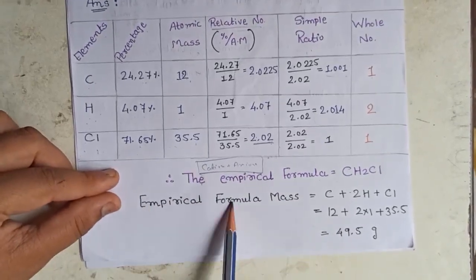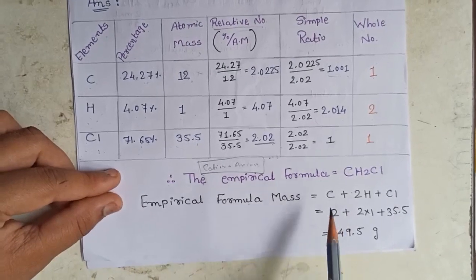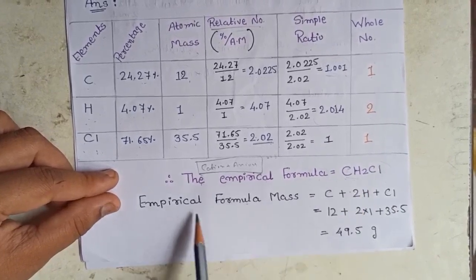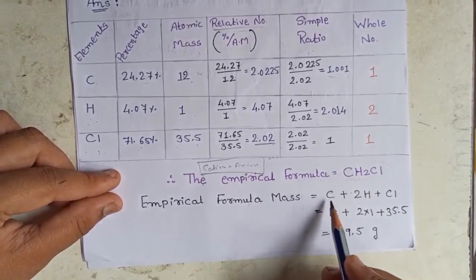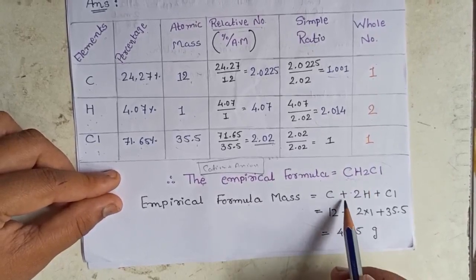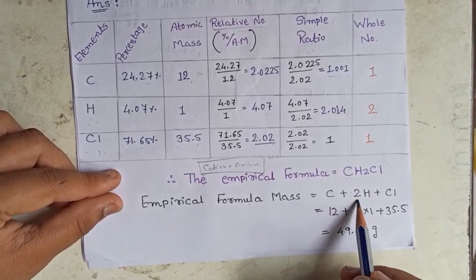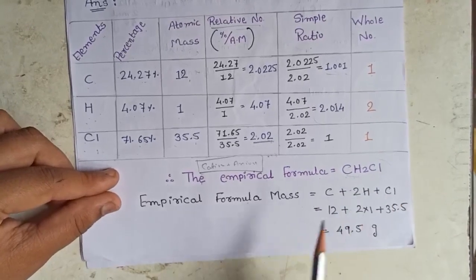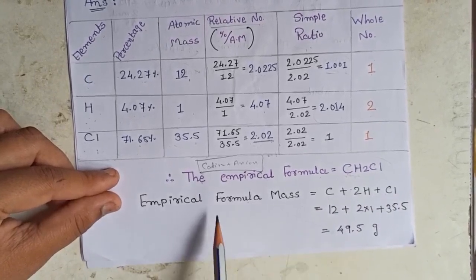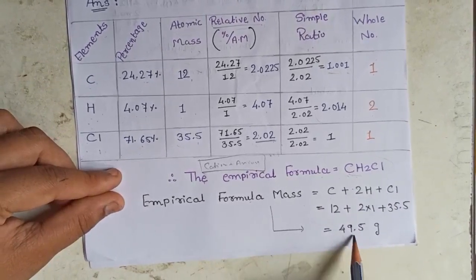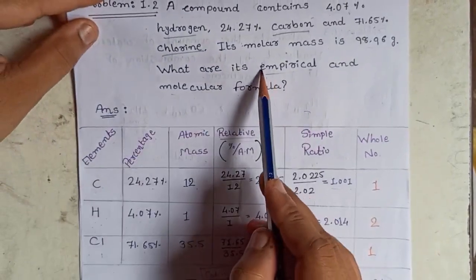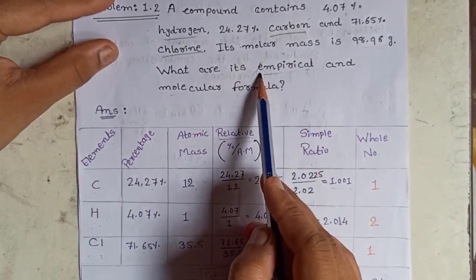Now, empirical formula mass, right? Here we have an empirical formula, so from that we can find out the empirical formula mass. Here 1 carbon is present, so the atomic mass of 1 carbon plus 2 hydrogen plus 1 chlorine, right? Replace the values of their atomic mass and you will get the empirical formula mass, 49.5 gram.